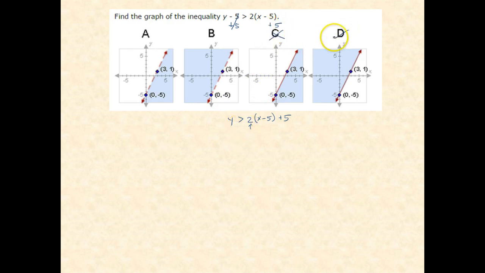So it's not C and it's not D because those have solid lines. And since it's greater than, I need to be shaded above. A is shaded below, and B is shaded above, so it's B.